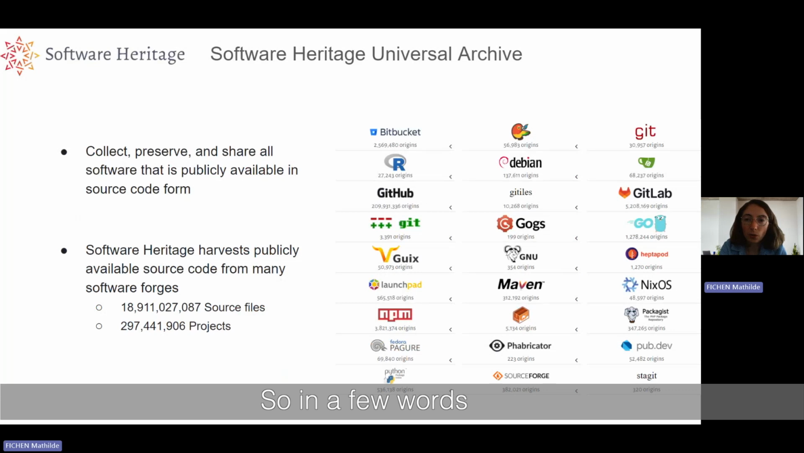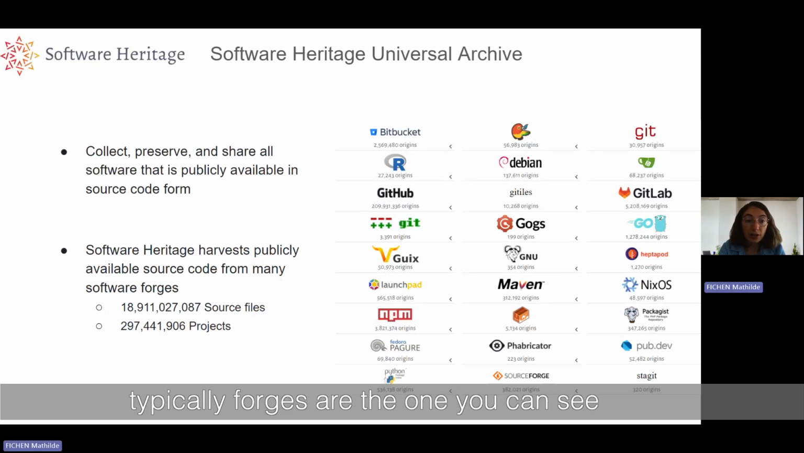In a few words, what is Software Heritage Universal Archive? So Software Heritage is a non-profit initiative which aims at building a universal archive for source code. The way it works is that it automatically collects, preserves this public source code which is available on forges.